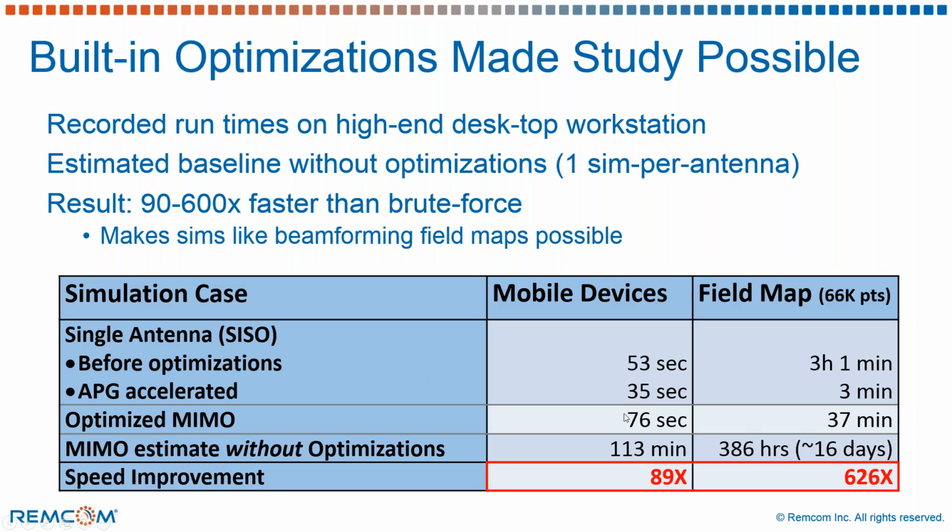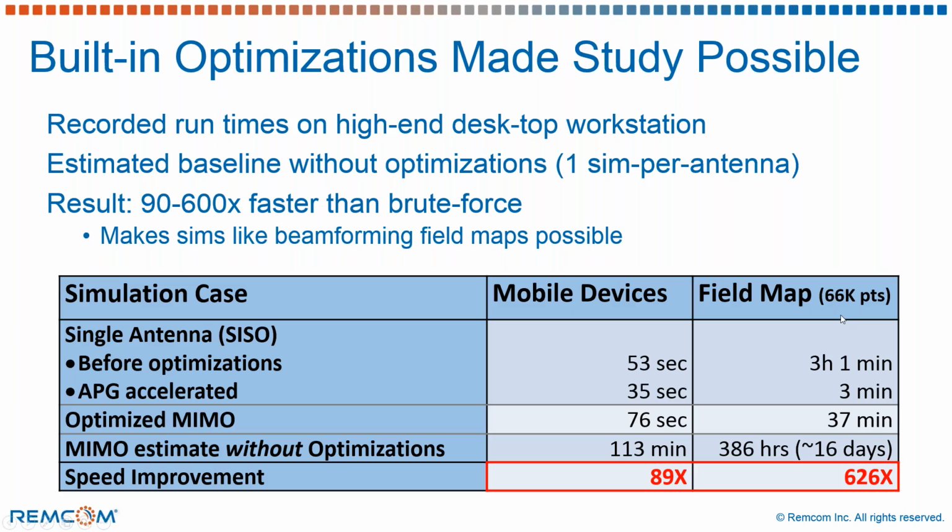And when we then simulated our MIMO antenna with 128 elements, again to the route and the 16 devices in the scene, the total runtime was about 76 seconds for our MIMO simulation. If, on the other hand, we had simulated each individual antenna one at a time, the total runtime would have been about 113 minutes. So this was about 89 times faster.